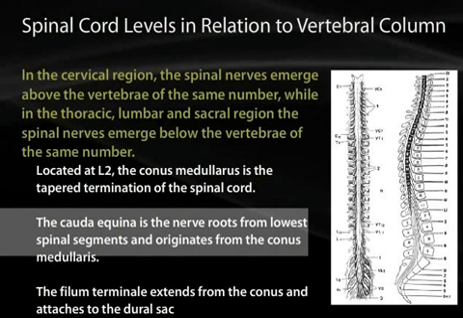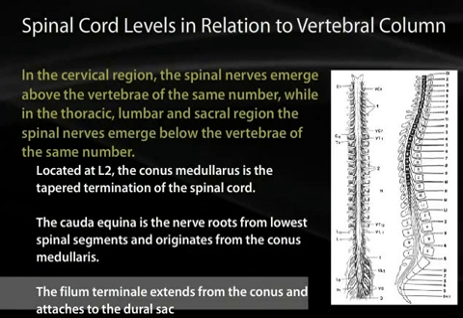These will exit in sacral regions, and it allows us to be able to do a lumbar puncture in the areas below vertebral level L2 without puncturing or without poking the cord itself. The filum terminale is an extension of pia that will extend down and attach to the coccyx.